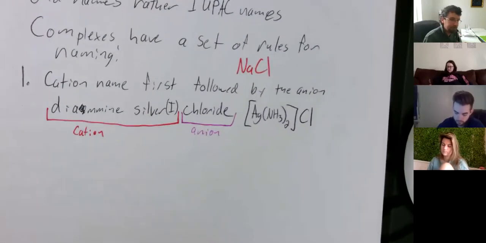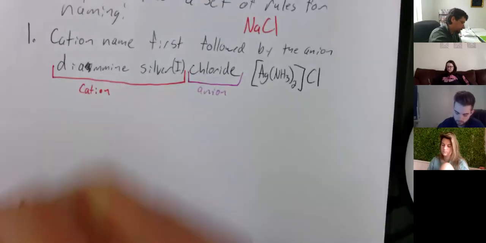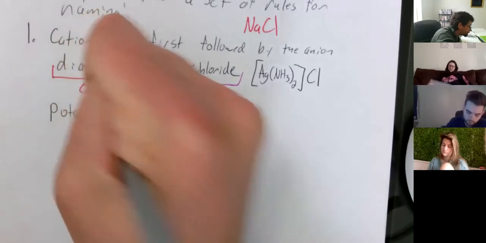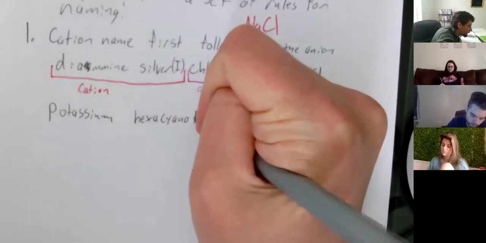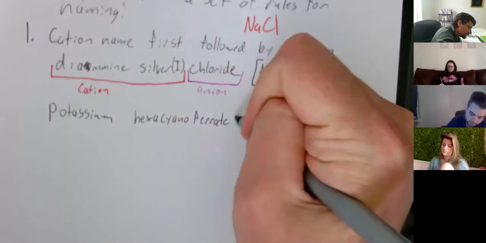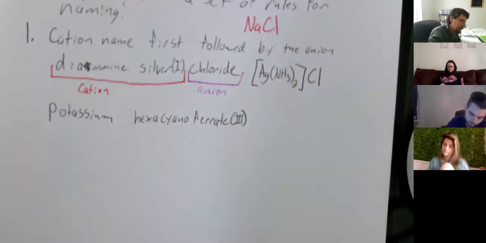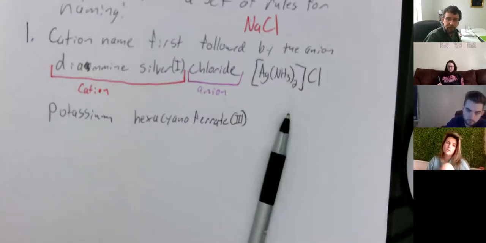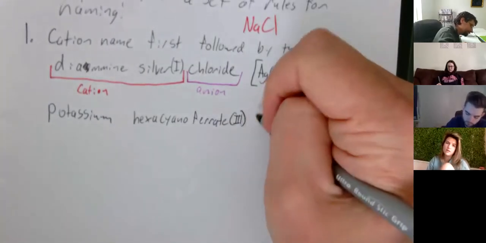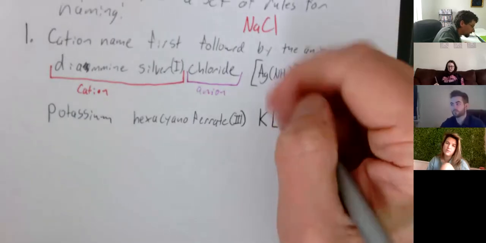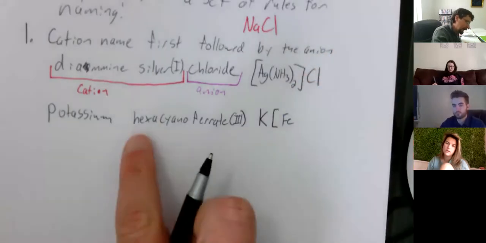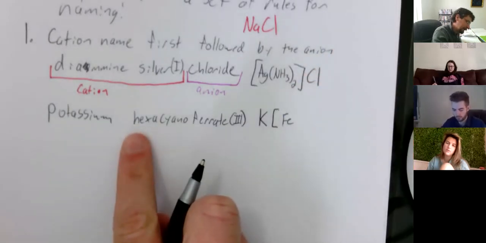Let's do one more. Potassium hexacyanoferrate(III). So K, bracket, ferrate, and then it would be 5. I don't know. How many? Hexa? How many? 6. Yep.